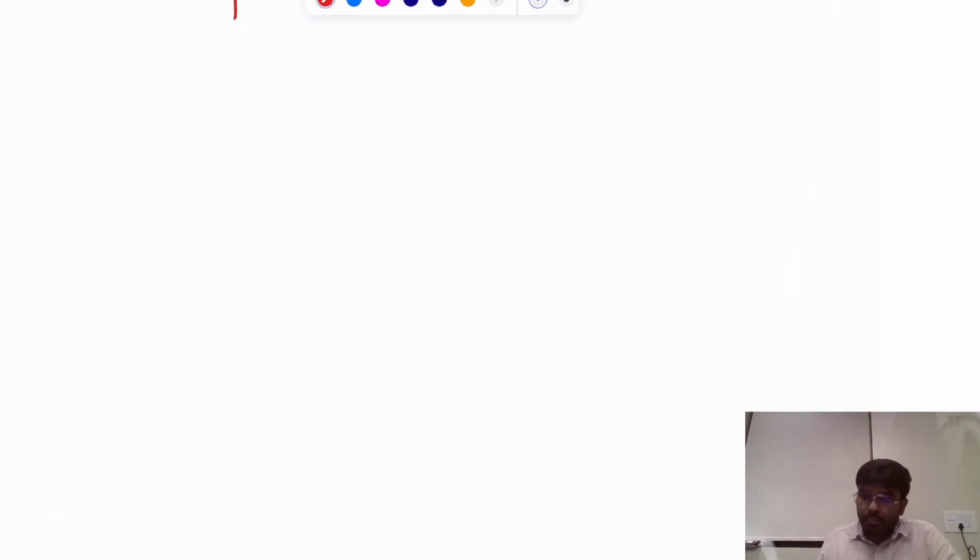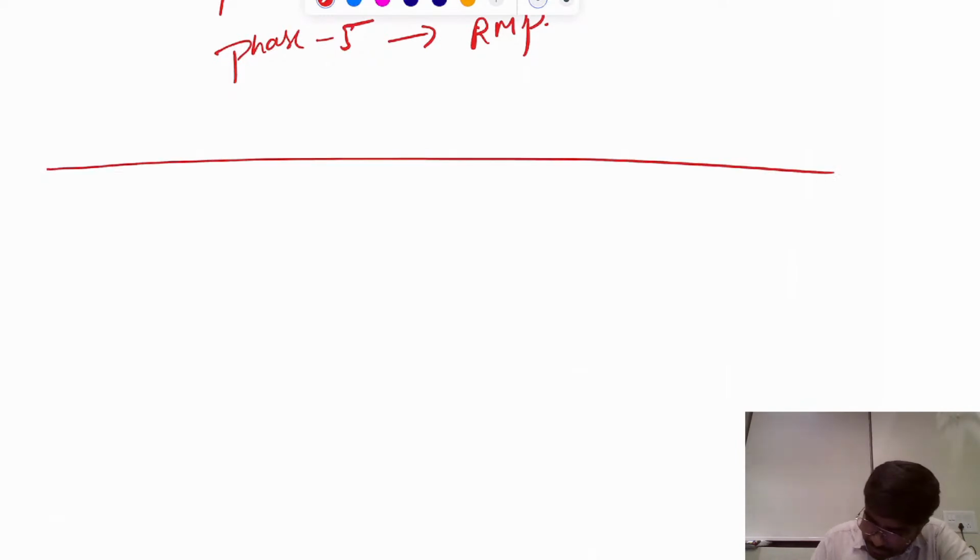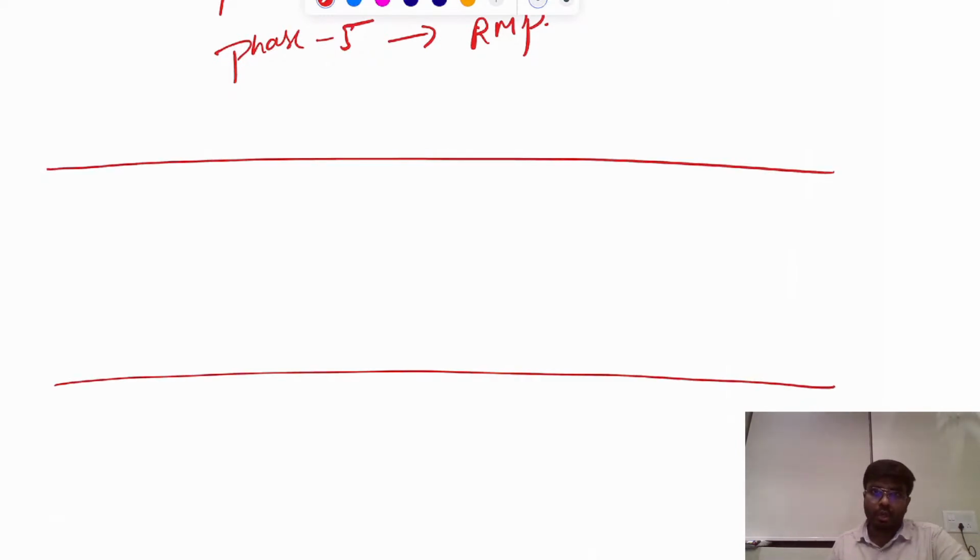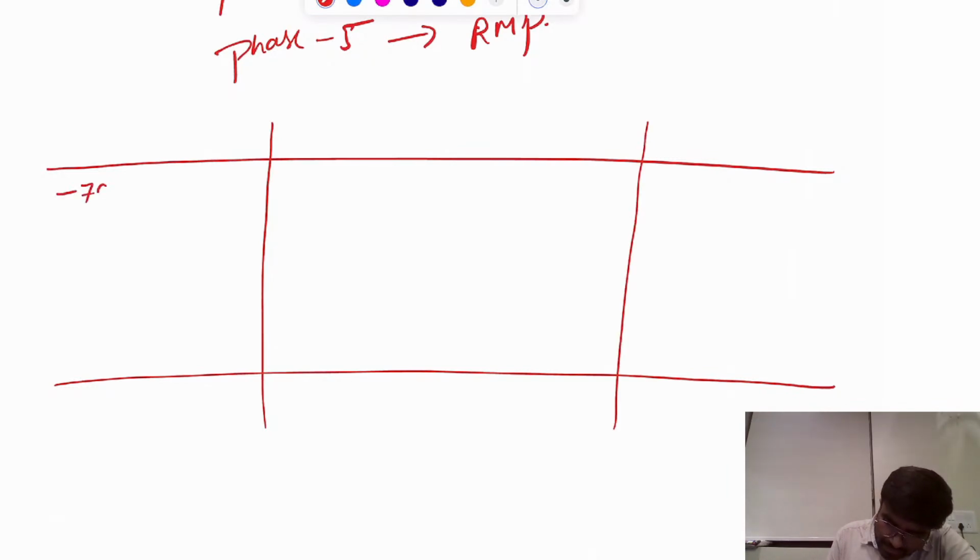What I'm trying to put into your mind is simple. Now this is a neuron. Let's divide it into three parts. First, here it is minus 70 millivolts. Now you have stimulated it. From minus 70 millivolts, it becomes minus 55 millivolts. So the threshold potential is attained.